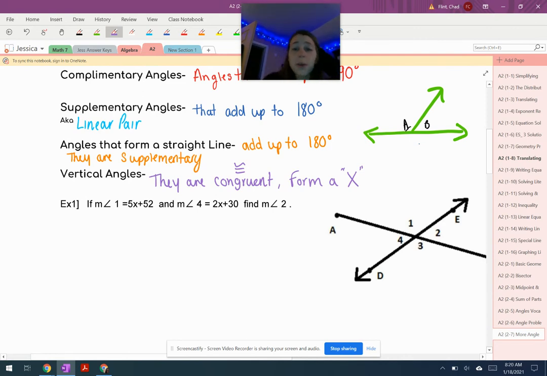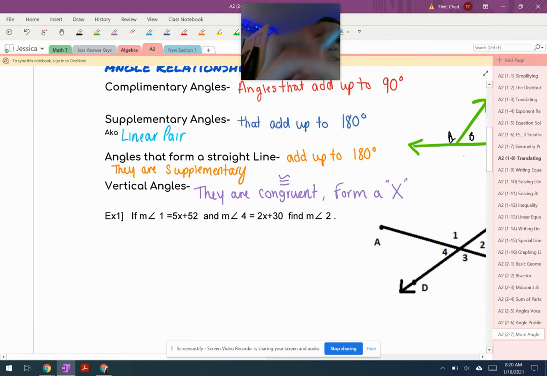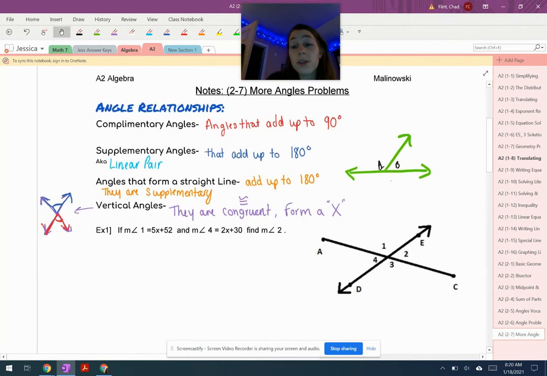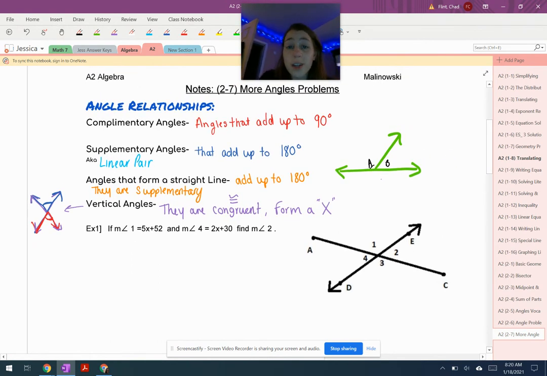So an example of two angles that would be vertical, I'm going to do this example off to the side, would be something like this. This blue angle and my red angle are vertical angles. Red and blue are vertical. Okay, so those are our relationships that you're going to use to solve some problems here.